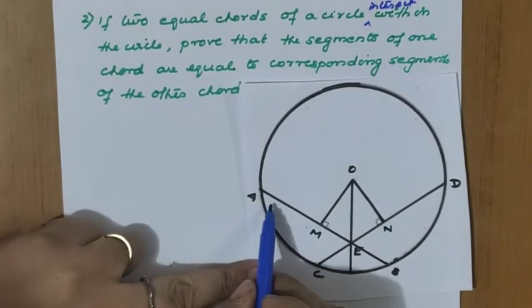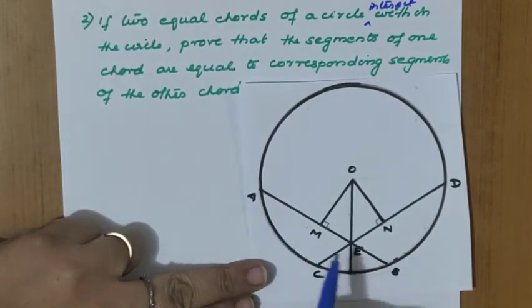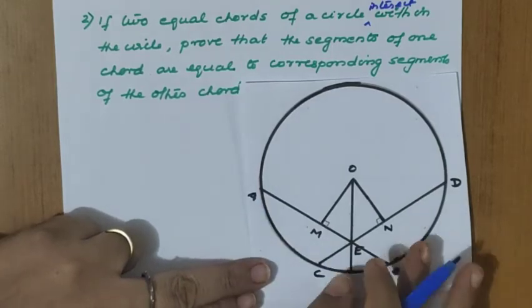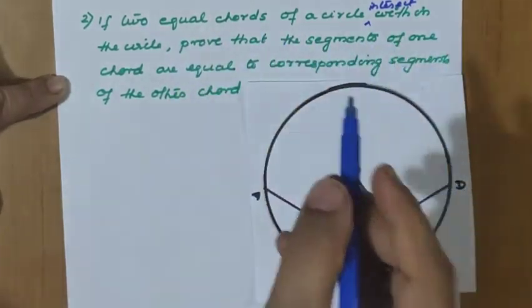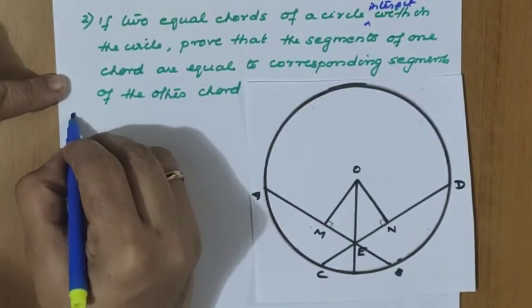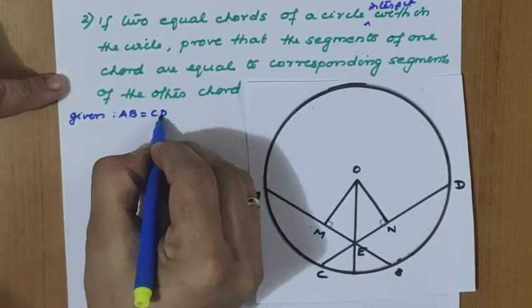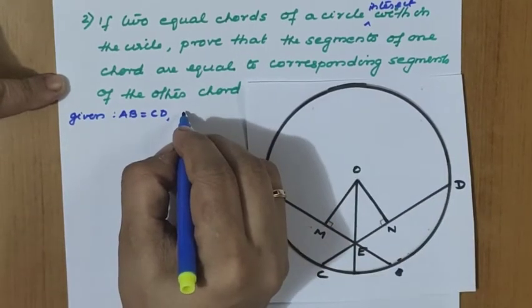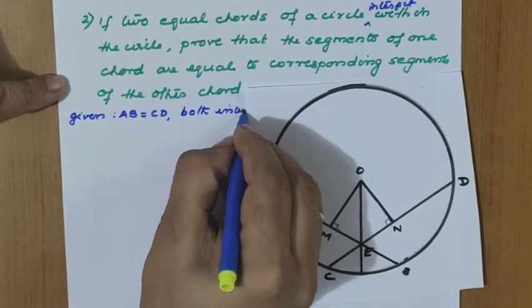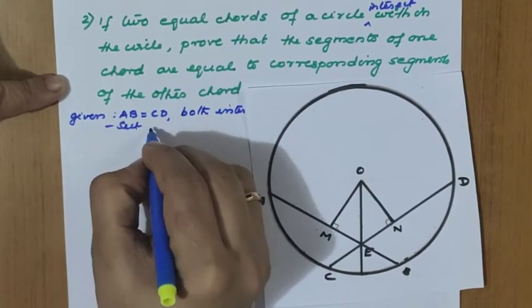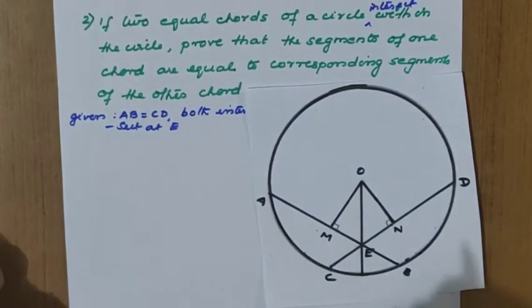Listen here. Segment you have already studied. What is a segment meaning? Chord and the corresponding arc. So, AB and CD are equal chords intersecting at E. What is given here? Two equal chords intersect within the circle. So, given is chord AB equal to chord CD and both intersecting at E. Now what we have to prove means corresponding segments are equal.